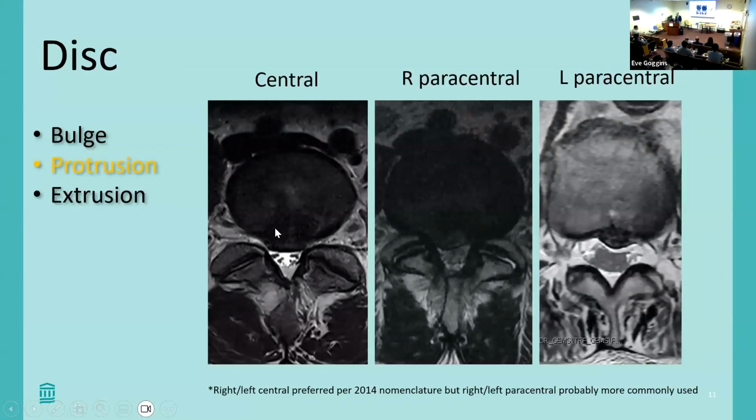And here's some examples. This is a central protrusion, maybe a large central protrusion. This one's paracentral to the right, this one's paracentral to the left. Now of note, that terminology document that I referenced that came out in 2014 says to use right, left, central rather than right, left, paracentral. But personally, I just say paracentral because it's a little more clear that it's off of midline. Right, central, it almost sounds like a typo, like, well, is it right or is it central? So I just say right, paracentral, but either way is perfectly okay.